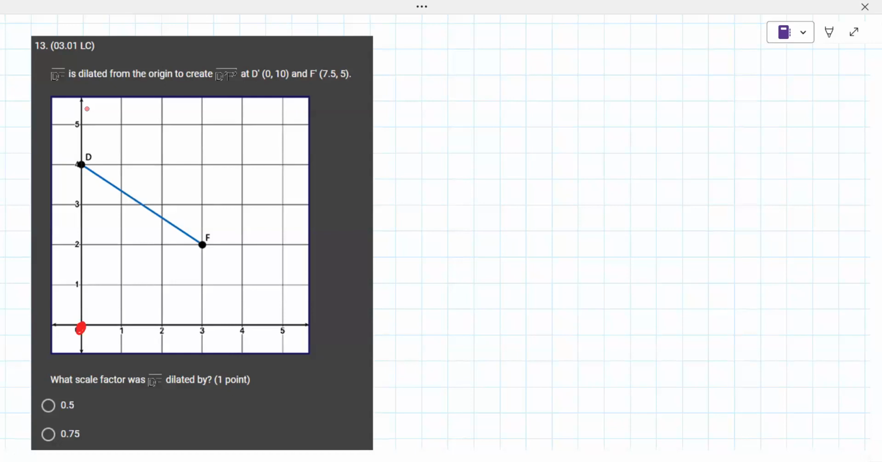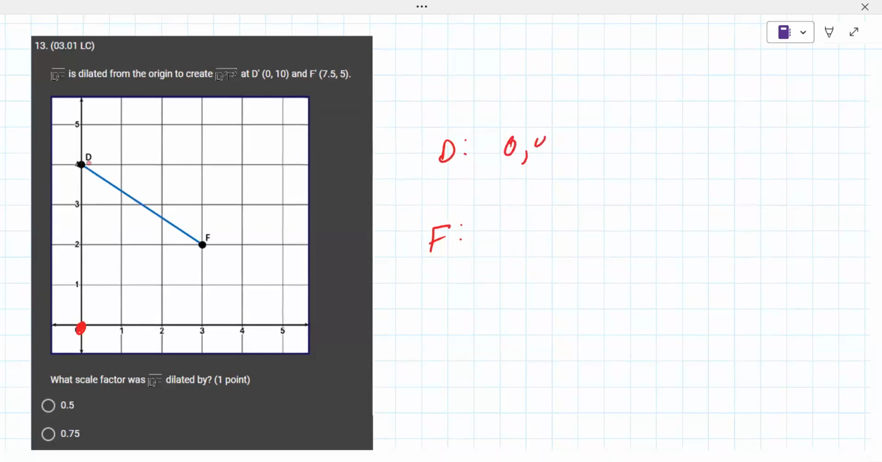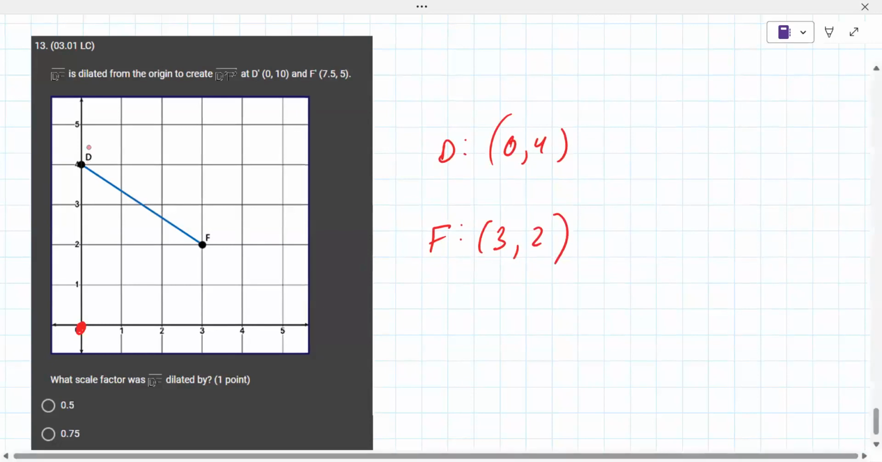Okay. So here we need the original ordered pairs. The original ordered pair of B and F. Can you give me those? The ordered pair for D, please. 4, 0, 4. And F is 3, 2.